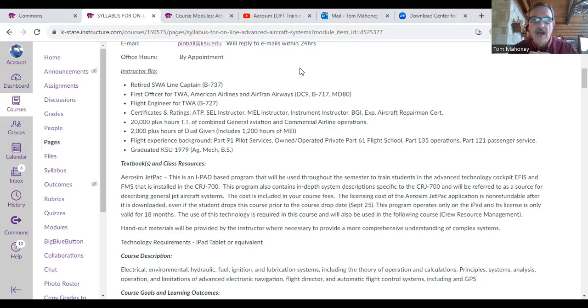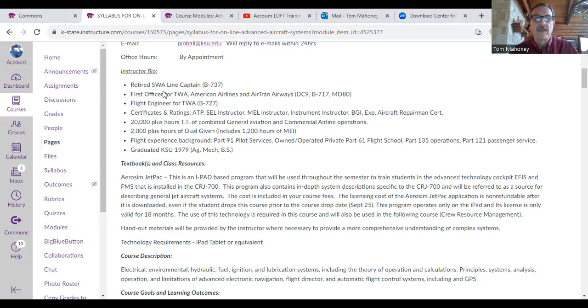My entry-level job into the commercial airline business was as a flight engineer for TWA. I engineered on a Boeing 727. Still have that ticket in my pocket. Not much use for that ticket anymore. Most aircraft now are two-man crews because of the automation that we have on these modern aircraft.